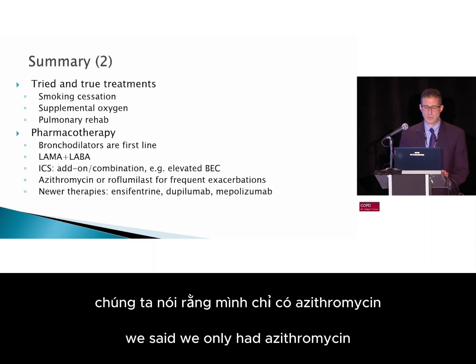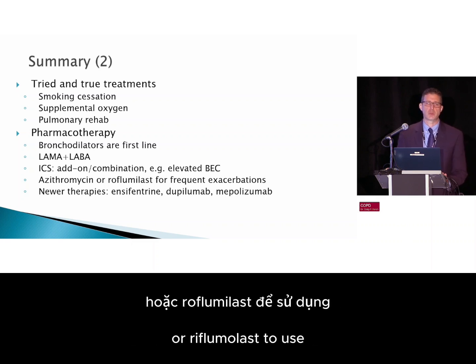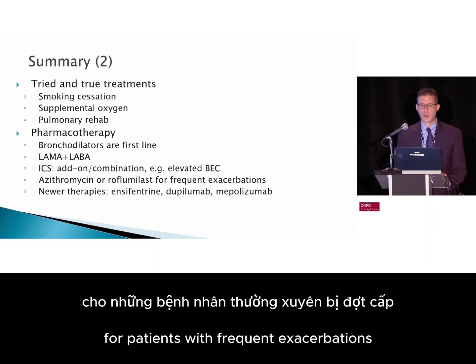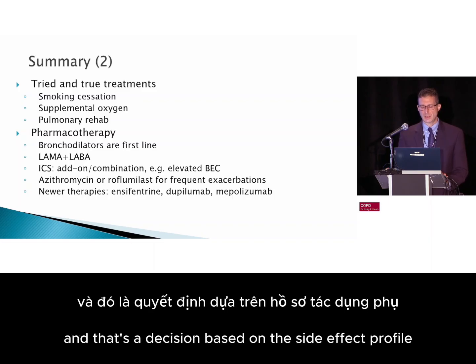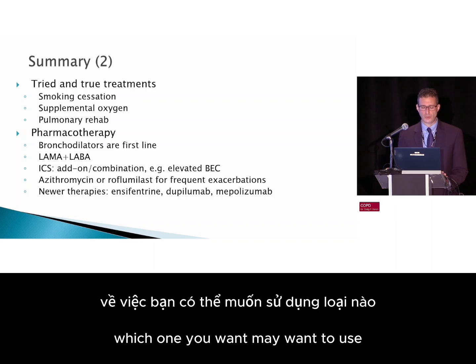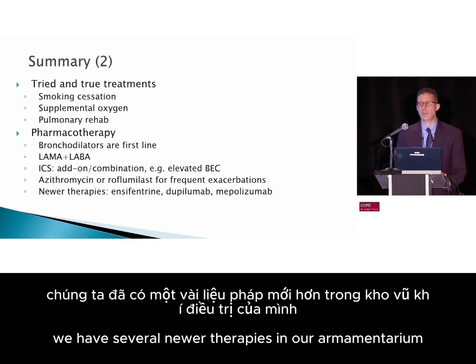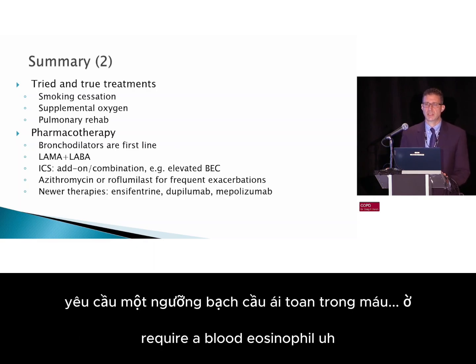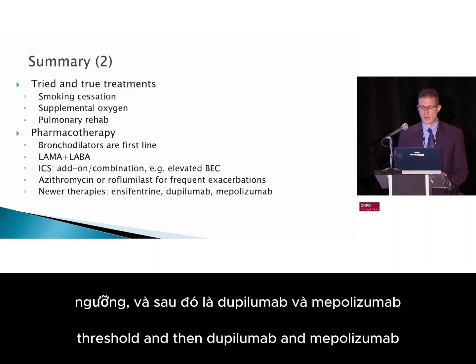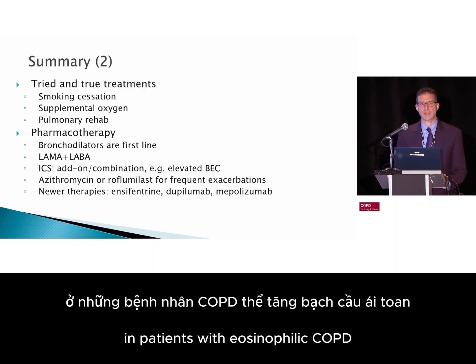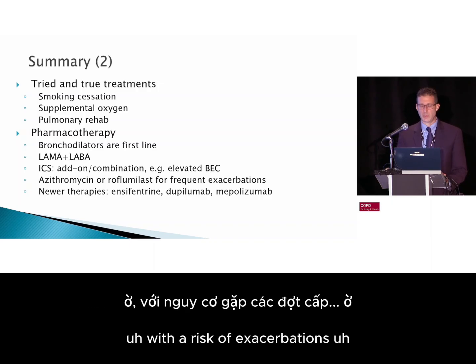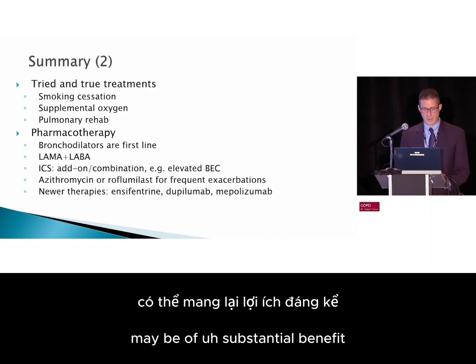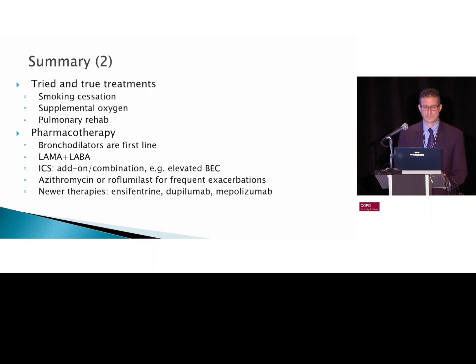In the past, we'd said we only had azithromycin or roflumilast to use for patients with frequent exacerbations, and that's a decision based on the side effect profile, which one you may want to use. But now we have several newer therapies in our armamentarium. Ensifentrine nebulized therapy does not require a blood eosinophil threshold, and then dupilumab and mepolizumab in patients with eosinophilic COPD with a risk of exacerbations may be of substantial benefit.